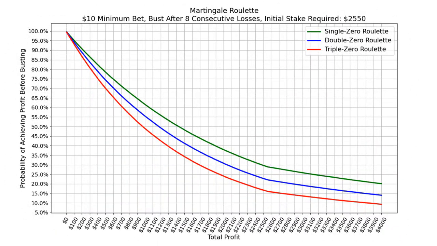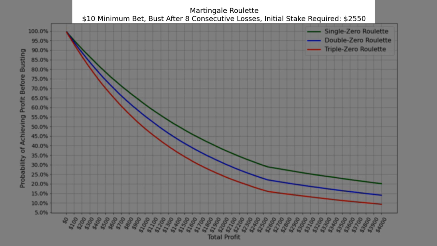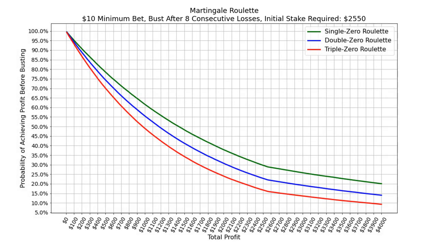Finally, this last chart is for a $10 minimum bet, busting after 8 consecutive losses, requiring an initial stake of $2,550. I'll wait for a few seconds one last time so that anyone who's interested can pause the video to consider this chart more carefully.